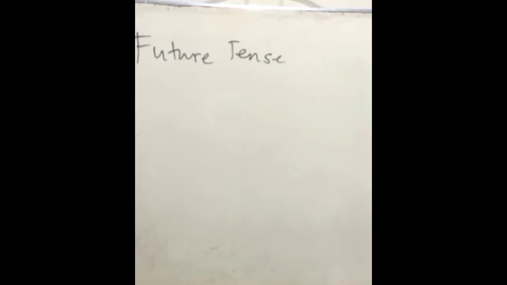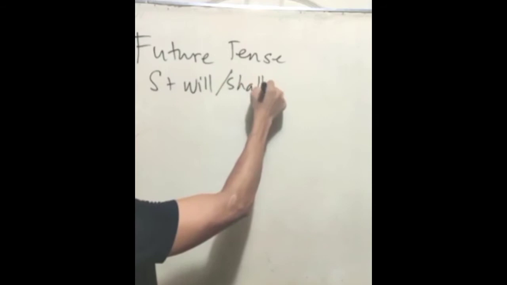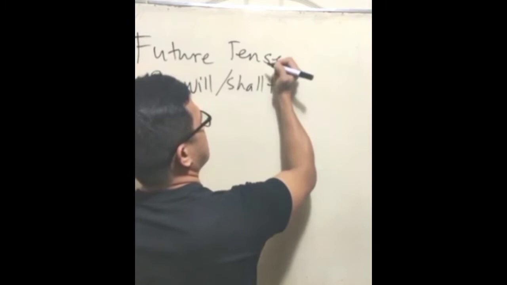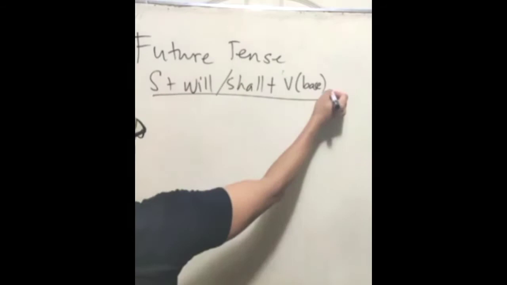Okay, so subject plus will or shall, okay? Will or shall plus the base form of the verb, okay? Verb base. And, of course, this is the format for the future tense.